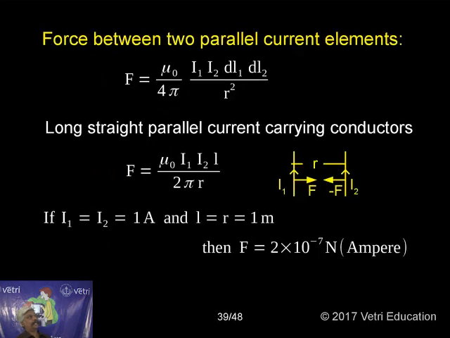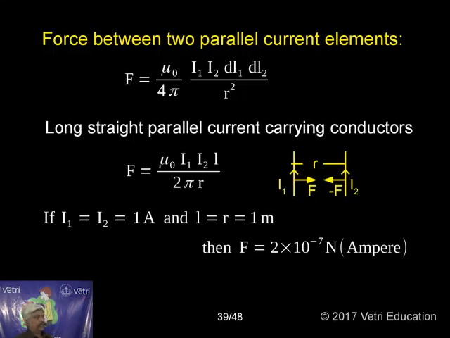Force between two parallel current elements. This is also a derivation in our book. So what is the force between two parallel current elements? Two parallel current elements means I consider two parallel lines. The distance between these two lines is R. The current flowing through conductor A is I1, and the current flowing through conductor B is I2. The current flowing through conductor 1 produces a magnetic field on the other wire, and the current flowing through the other wire produces a magnetic field on this side. Are you able to follow?